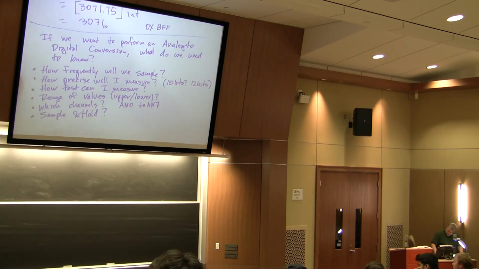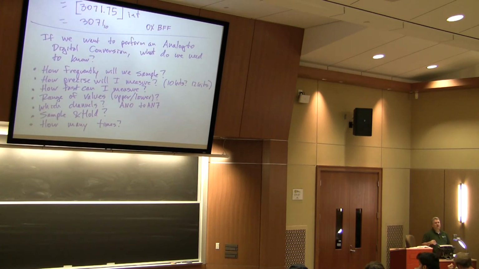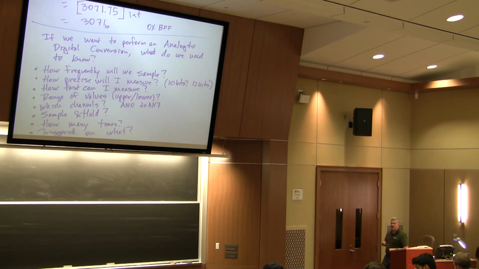Let's see, how many have not done it? How many times? Oh, so then I'm going to add a few more. How many times? As I said, you could set it up where you just say, just give me one value. Or you could say, all right, I want you to continually do this forever. And then maybe one last one is triggered on what? There's a possibility for you to actually rely on your own system clock or something external. You could have an external clock that will cause you to perform an A to D conversion.